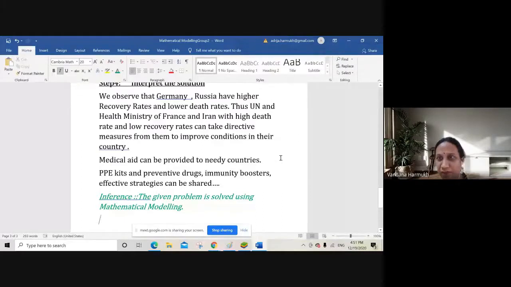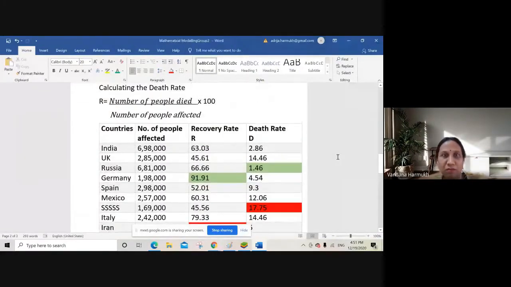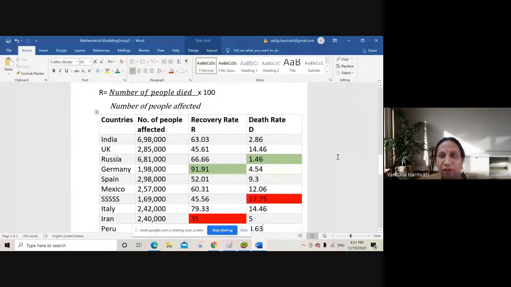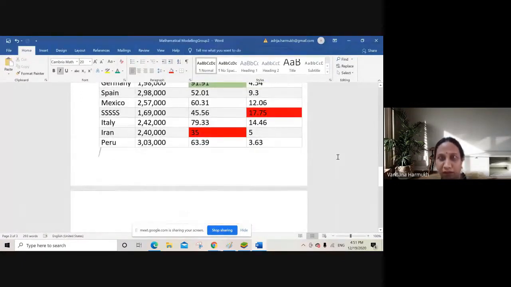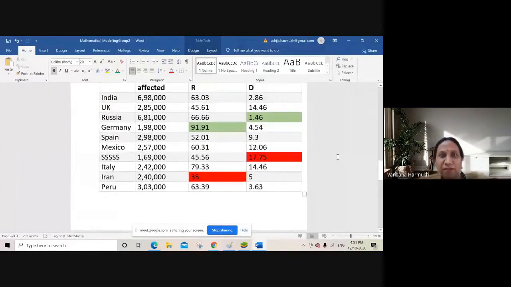So this was the same file, only one more sheet is added here. This was the last table, and I have just highlighted the countries which are having highest recovery rate and the lowest recovery rate. Similarly, highest death rate and lowest death rate, which is Russia, Germany.